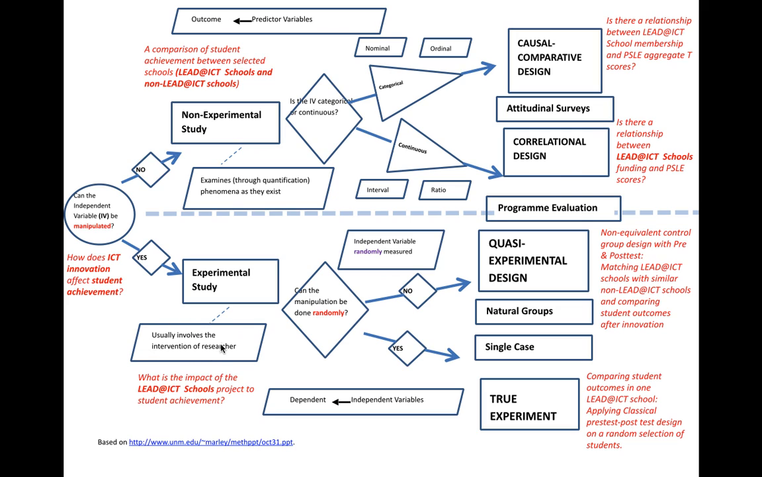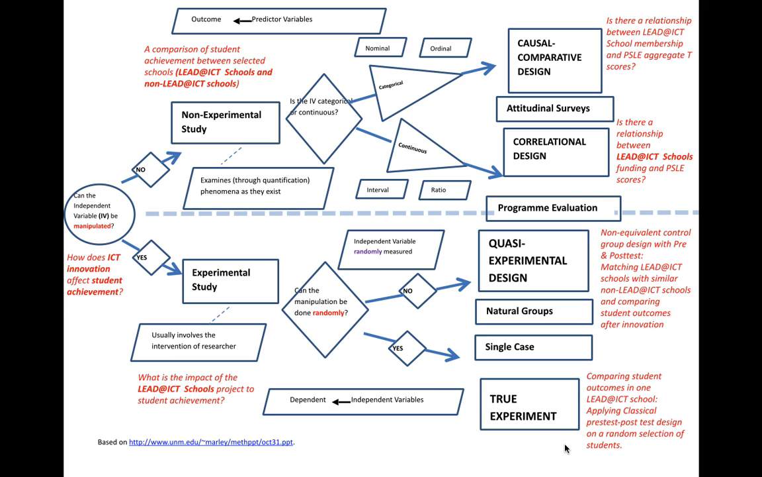If there's this intervention, then I could ask the question, what is the impact of, let's say, this particular innovation, which in Singapore is called Lead at ICT Schools, on student achievement? So there's an intervention. They're using ICT in several lead schools, and I want to determine the impact of this. Can the manipulation be done randomly? If it can be done randomly, then we are looking at what is referred to as true experiments.